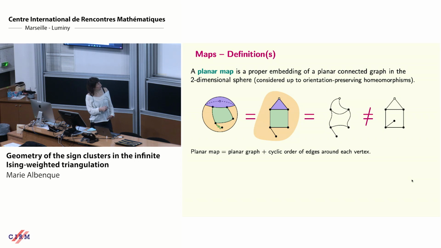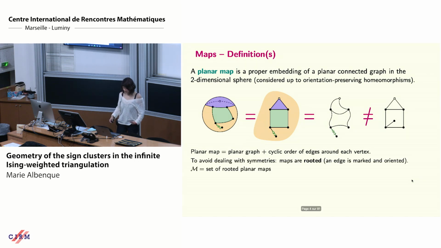In a combinatorial setting, a planar map is a planar graph with a fixed cyclic ordering of the neighbors around each vertex. In my talk, to avoid dealing with symmetries, all the maps are going to be rooted. So I'm going to have a distinguished oriented edge, which is represented by an arrow like that. And M is going to be the set of rooted planar maps.